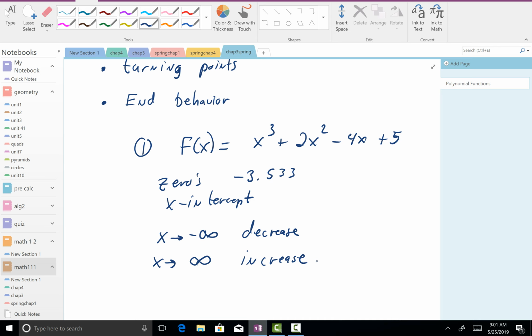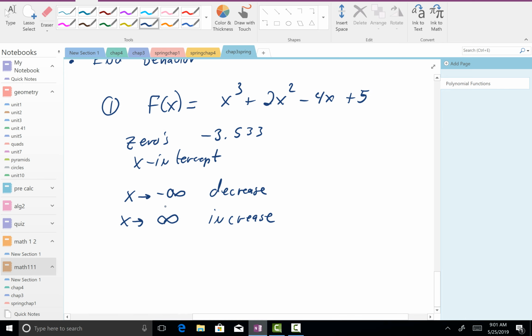So going back to this. I would say zeros, there it is. X-intercepts, got it. End behavior, let me note that. Turning points: two. 1, 2. Okay, that's it. That's all you gotta do. You don't have to say what they are, you just say this is what it has.